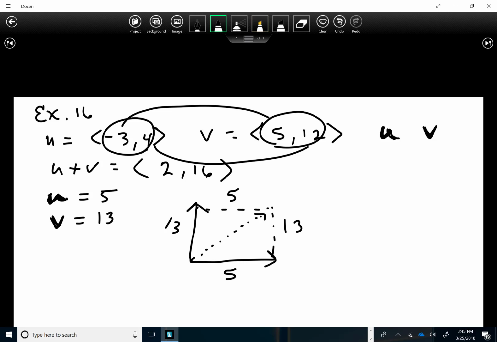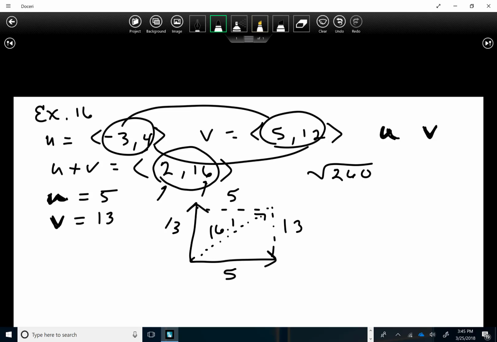So what I did is I took the vector that we added together and I found the resultant of it, the magnitude of it, which would be 2 squared is 4, plus 16 squared is 256. So the square root of 260 would be roughly 16.1, and that gives you the length of that vector that is U plus V. That's the magnitude of that vector.